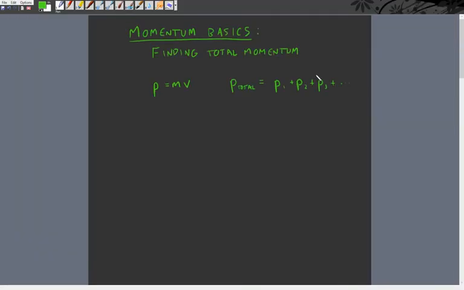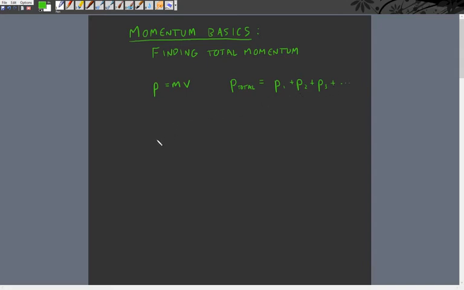Hello and welcome. Today we're going to be talking about momentum basics, finding total momentum. Well, how do you find total momentum? We know momentum is equal to mass times velocity, and we know the total of something is just all the individual components added together. So if we have a system with individual momentum, P1, P2, and P3, we might think that the total is just these three added together.